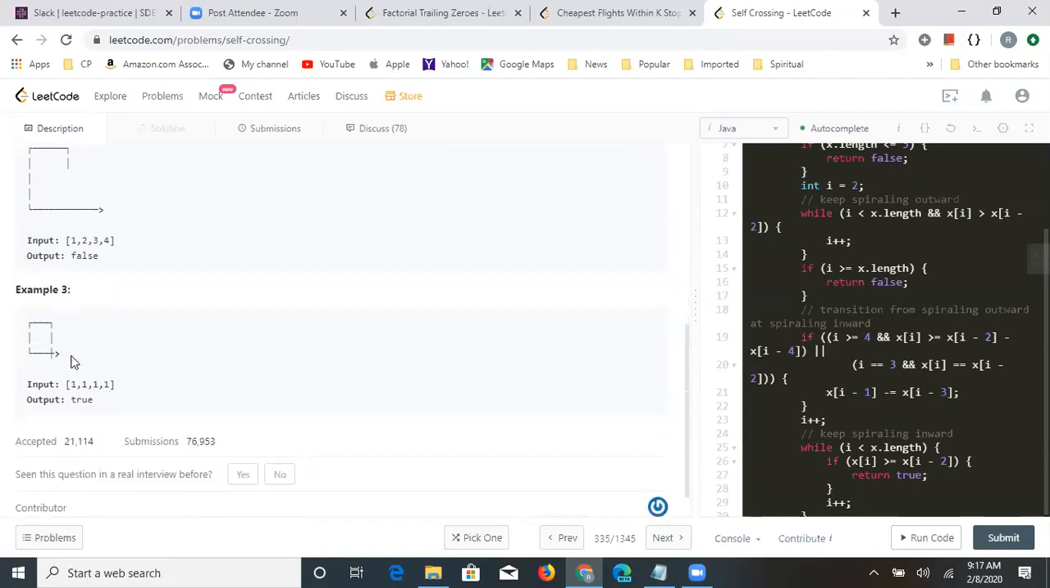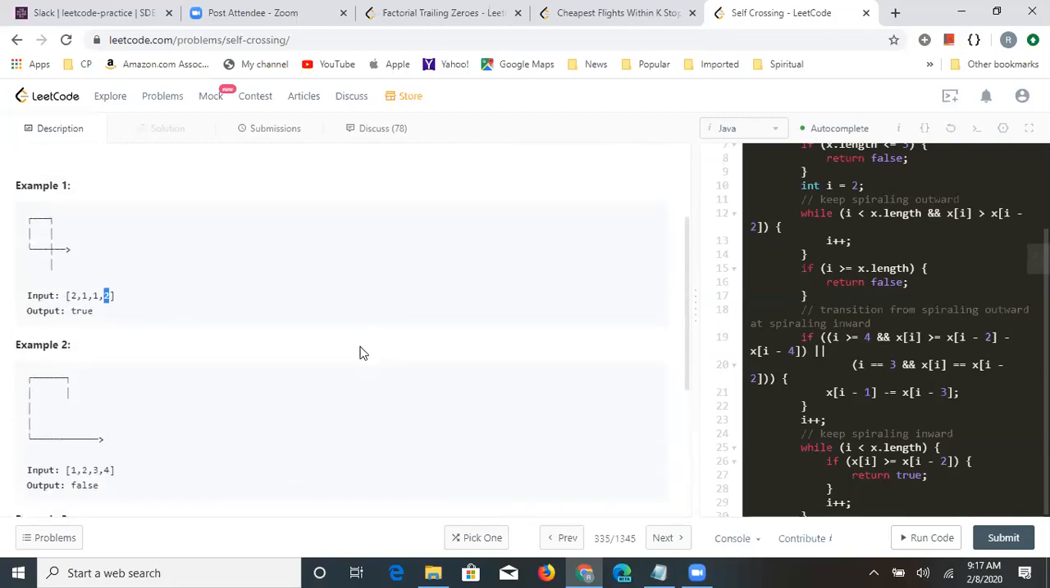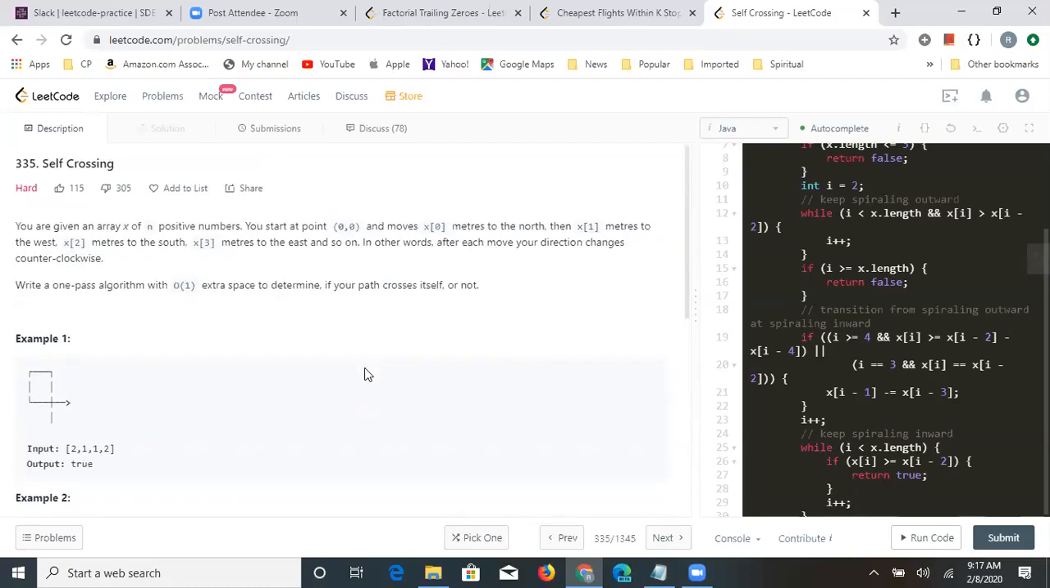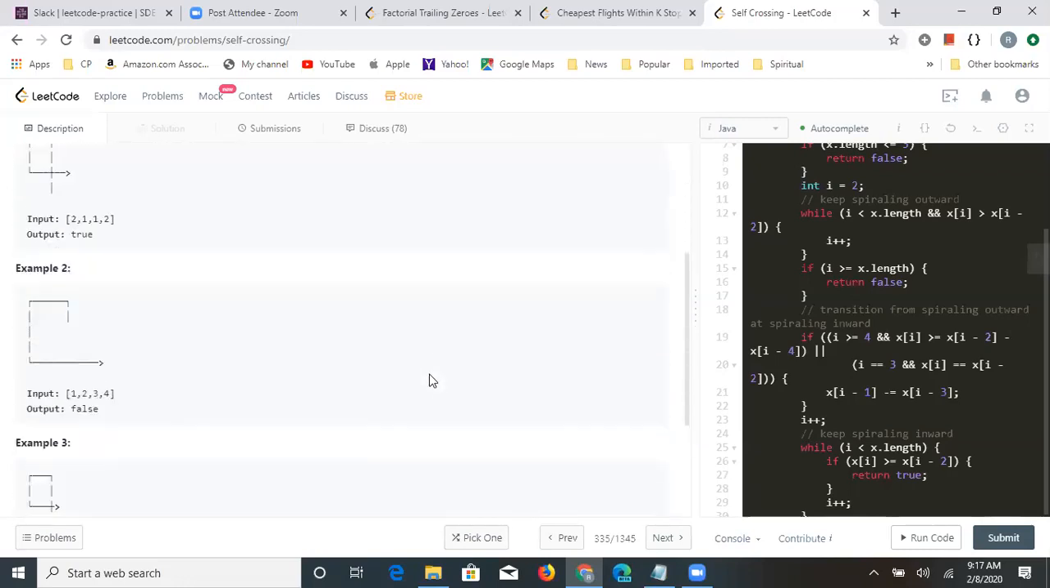Similarly, in this example, even if you touch, it considers that you have crossed it because it went here with 1 unit, 1 unit, 1 unit, and 1 unit. So even if you touch your starting point, you consider that you have crossed the limit. So the problem seems pretty easy to understand, what we want to do.